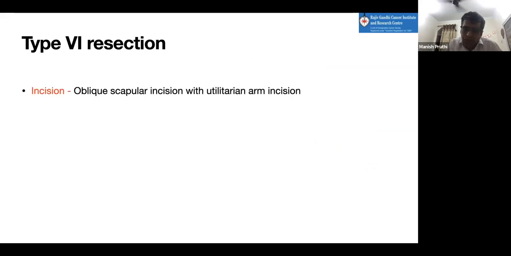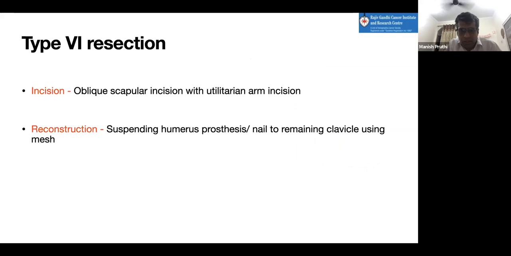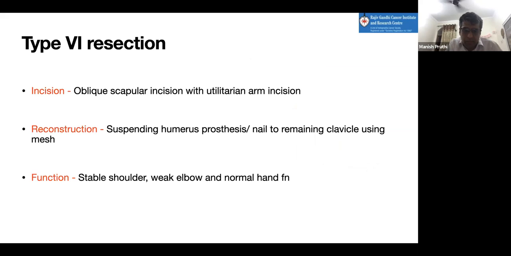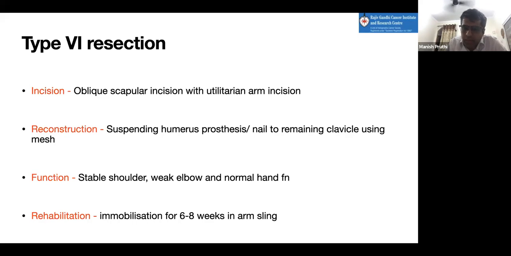The incision will be similar to the Tikhoff-Linberg. It is an oblique scapular incision with a utilitarian arm incision. For reconstruction, we have to put a prosthesis or a K-nail in the remaining humerus and suspend it to the remaining clavicle using a proline mesh. It will give us a stable shoulder, but because we are losing most of the humerus, we'll get some weak elbow function, but we can get normal hand function. Rehabilitation will be a little longer. We need to immobilize these patients for 6 to 8 weeks in an arm sling.